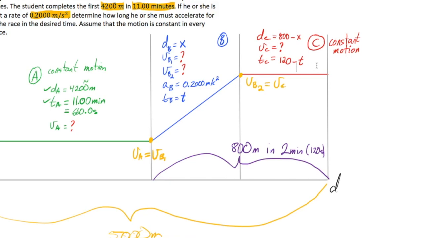Here is your approach when you're doing these questions. Section B is accelerated motion, which means that there are like 5 different unique formulas that we could be working with. But with section A and section C, there's only one, which is the constant motion formula. And for section A, since we know all the numbers, we're going to start off with that very first equation, and we're going to solve for VA first, which means we will also know what VB1 is.